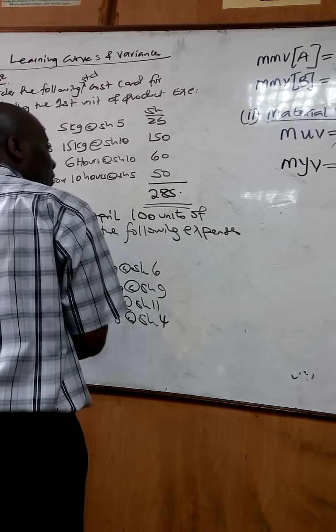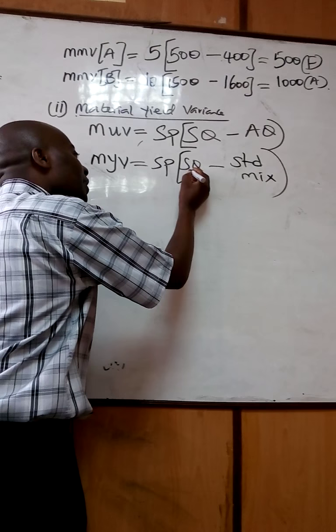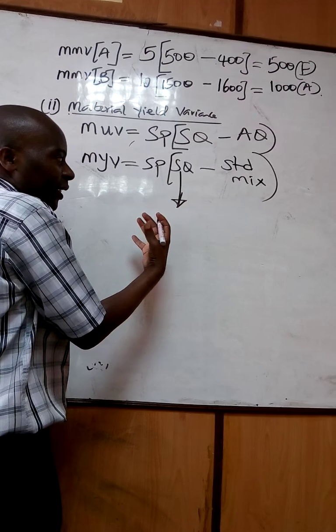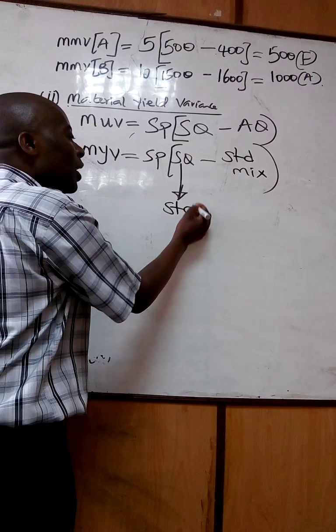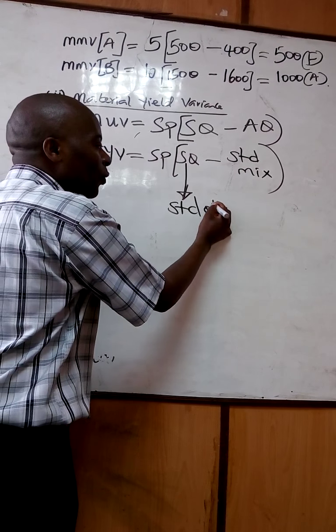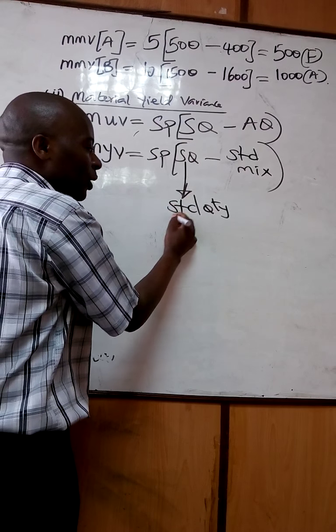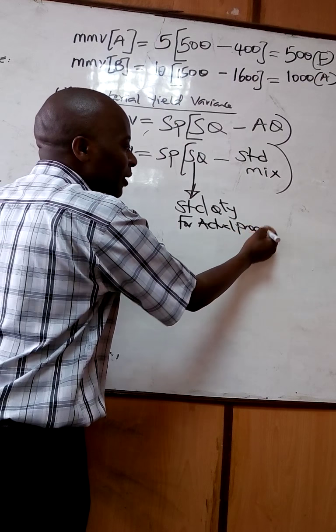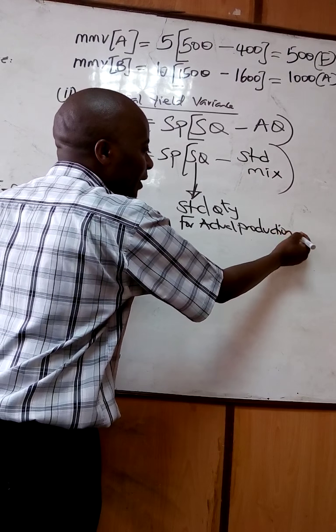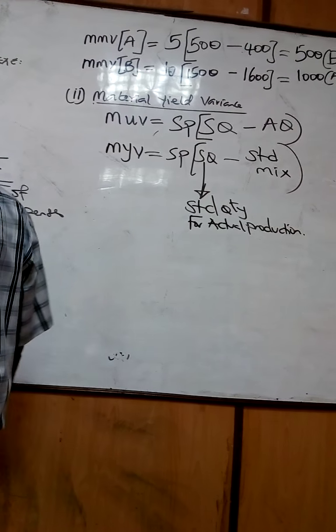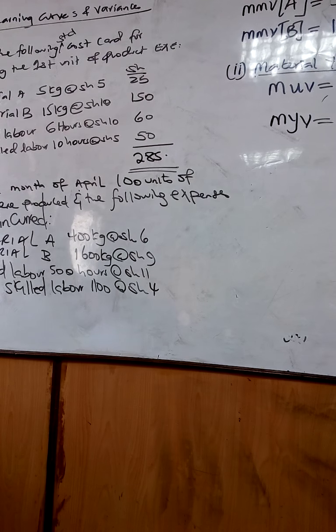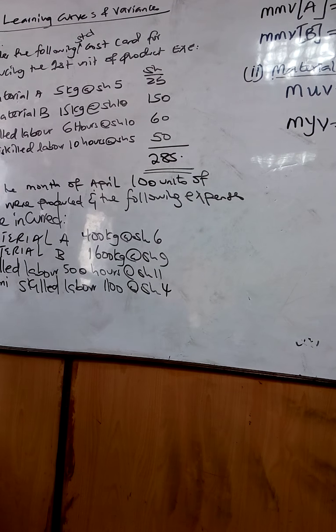Listen to me, my good students. This SQ is something that I need to expand on. It's something that I need to understand, that it stands for standard quantity of raw materials for what? For actual product. Standard quantity of raw materials for actual production.